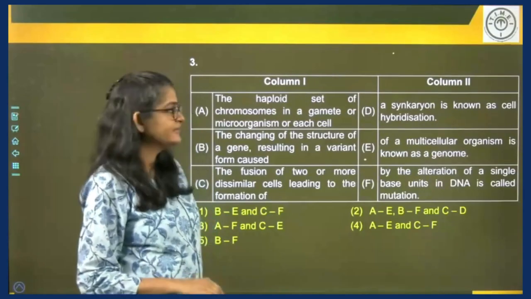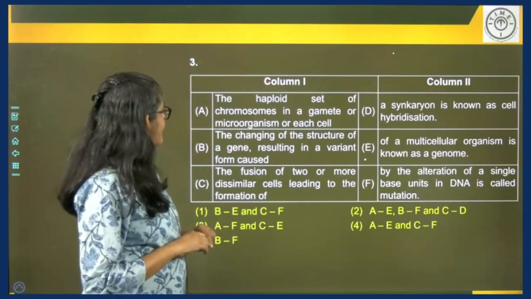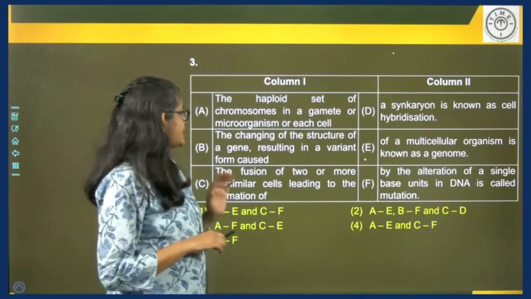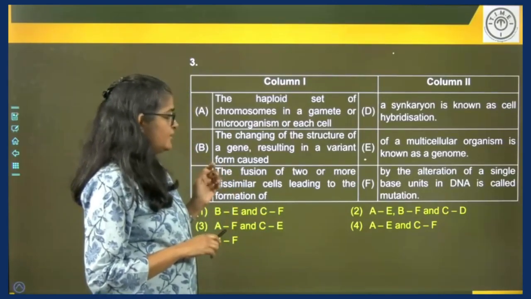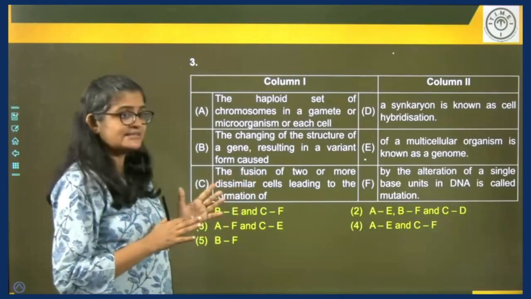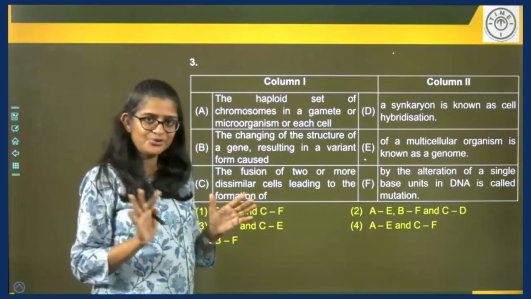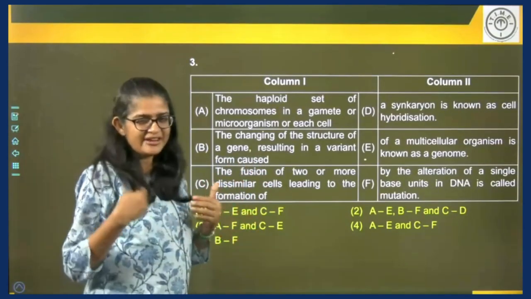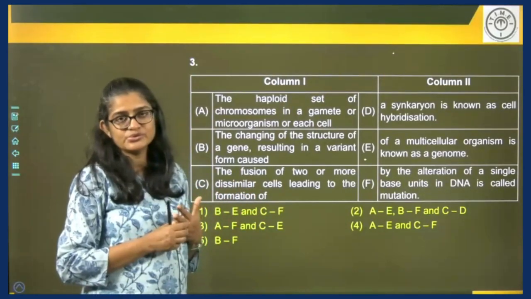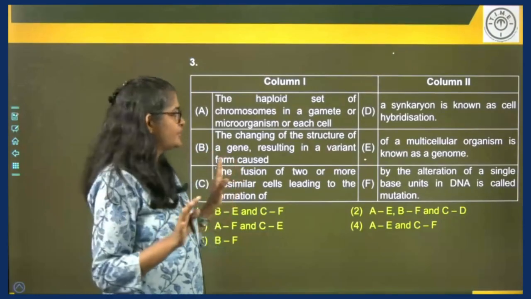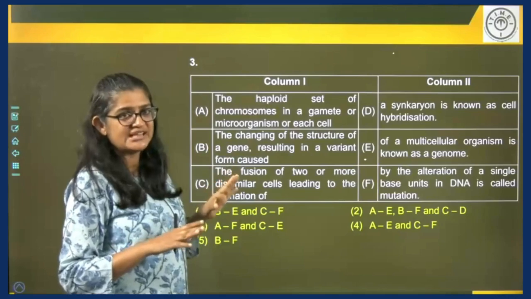Next. Okay. The haploid set of chromosomes in a gamete or microorganism or each cell. Okay. Now, this is a science passage. Do you need to understand all this? Not necessarily. Okay, you don't need to understand all this. Very few of us understand this kind of science. Only biology students, those who have studied biology would. But that's not important. This is all about sentence structure. So don't get scared when you see subjects that you don't know.